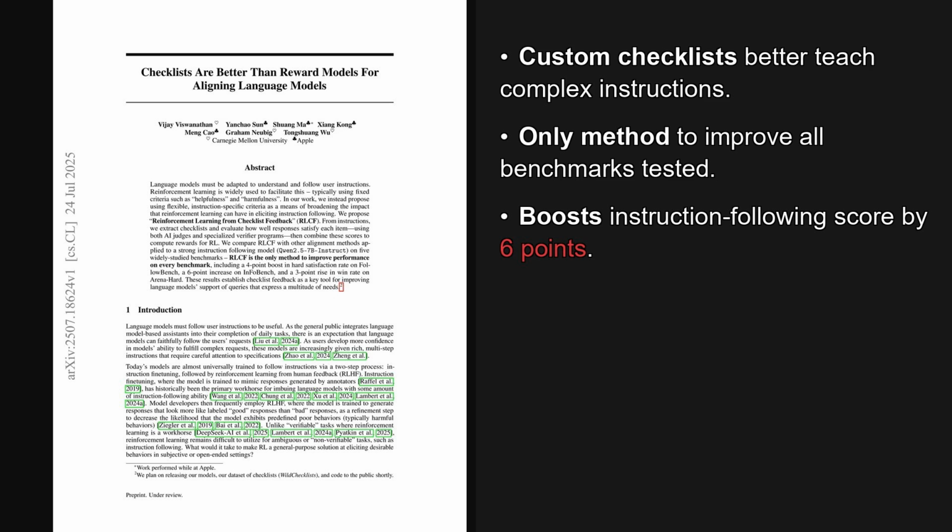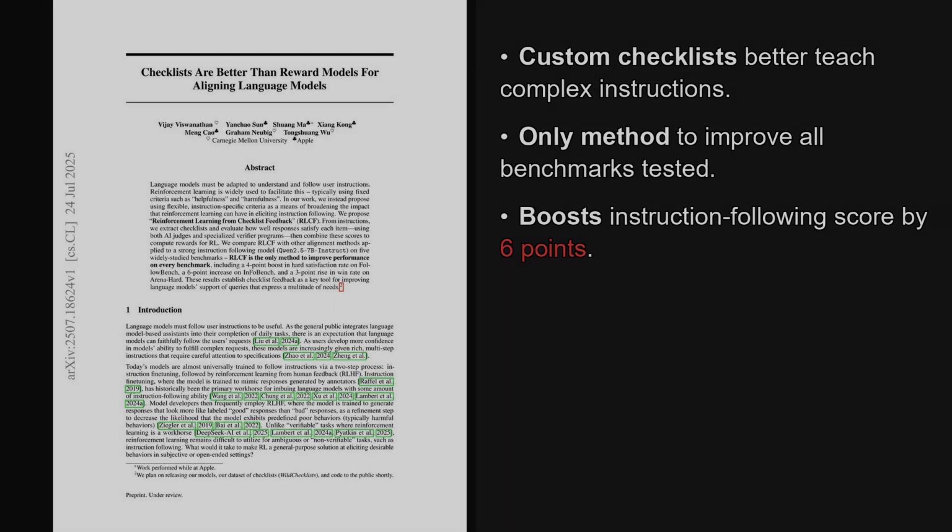I'm Alex, and today we're looking at a paper trending on X, published on July 24, 2025, just 2 days ago. This paper introduces a new method that uniquely improves a model's performance on every single benchmark it was tested on, including a 6-point increase on InfoBench. The paper is titled, "Checklists are better than reward models for aligning language models," and the implications for how we fine-tune these models are pretty significant. The authors argue that current alignment methods struggle with complex instructions, so this new approach uses flexible, dynamic checklists instead.